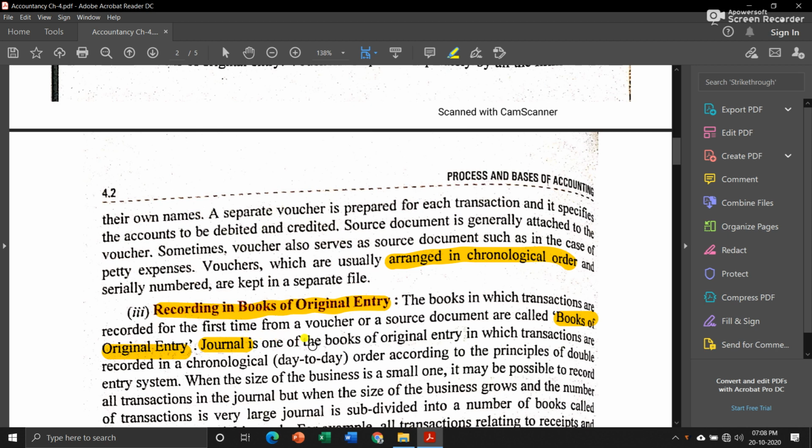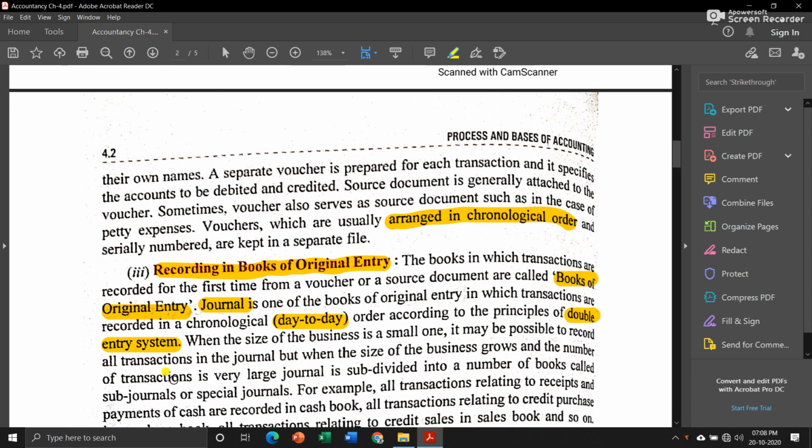Now, the journal is one of the books of original entry in which transactions are recorded in chronological or day-to-day order according to the principles of the double entry system. The principle of double entry system is that for every transaction there will be a minimum of 2 accounts involved. If one is increasing, then another will be decreasing, or if one is debited, then another is credited. The rules of debit and credit we will learn in subsequent sessions, but first you have to understand that journal entries are based on the principle of the double entry system.